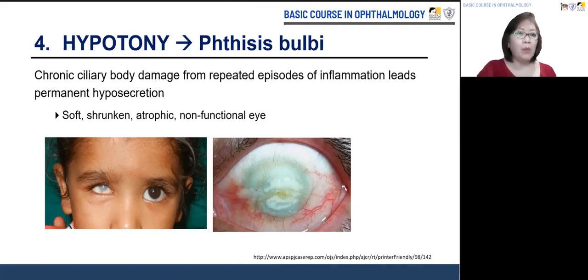And lastly, hypotony. Acute inflammation of the ciliary body leads to transient hyposecretion of aqueous. Chronic ciliary damage from repeated episodes of inflammation leads to permanent hyposecretion of aqueous, which leaves the eye in a persistent hypotonic state. This leads to a shrunken, atrophic, non-functional eye we refer to as phthisis bulbi. Phthisis bulbi represents an ocular end-stage disease characterized by shrinkage and disorganization of the eye.